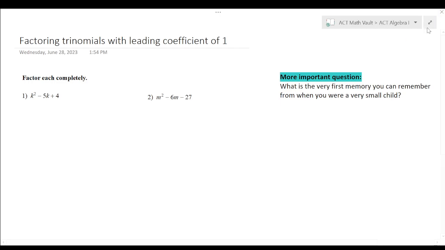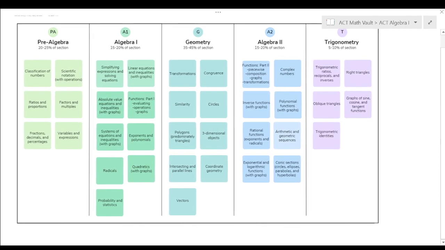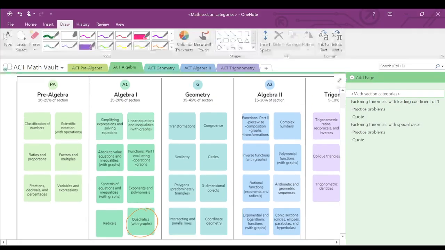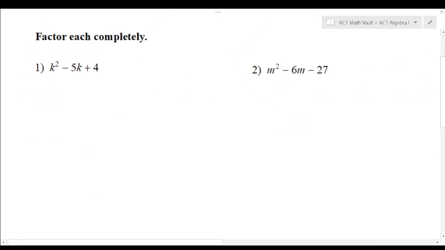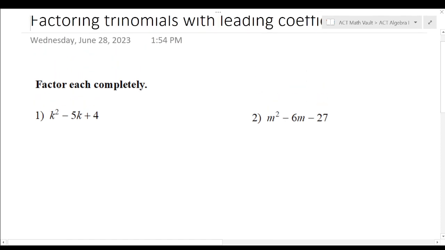Alright, so factoring trinomials falls under quadratics. And typically in an Algebra I class, you would learn quadratics for the first time. It's usually reinforced in Algebra II, but we'll call it an Algebra I concept. And specifically, we are trying to go backwards from the FOIL process. So first, outer, inner, last, that's multiplying two binomials.